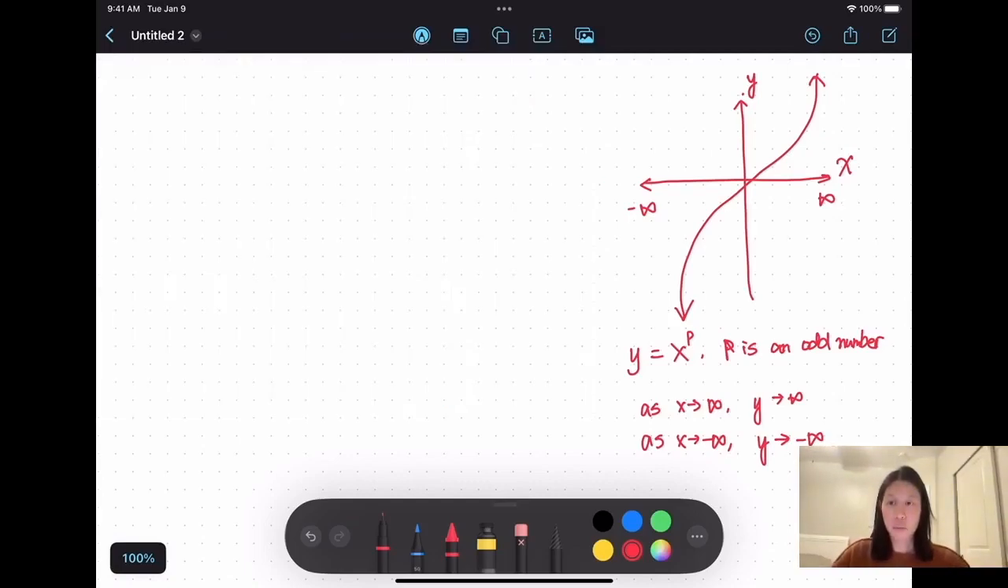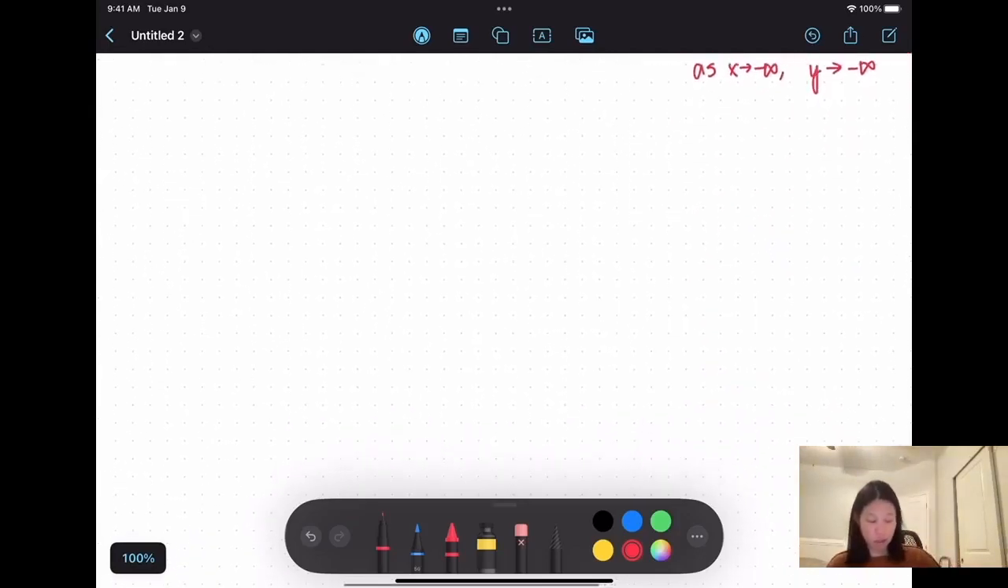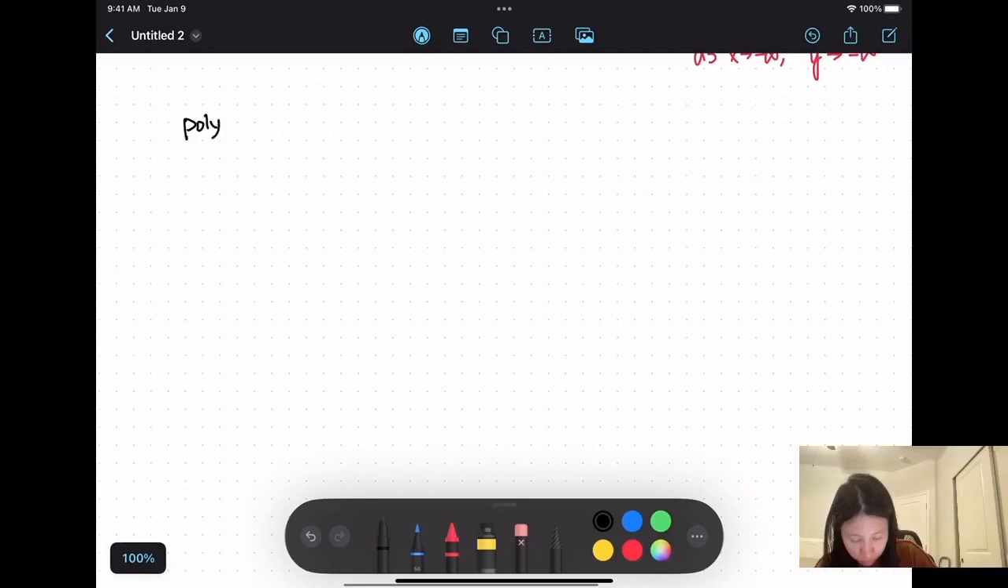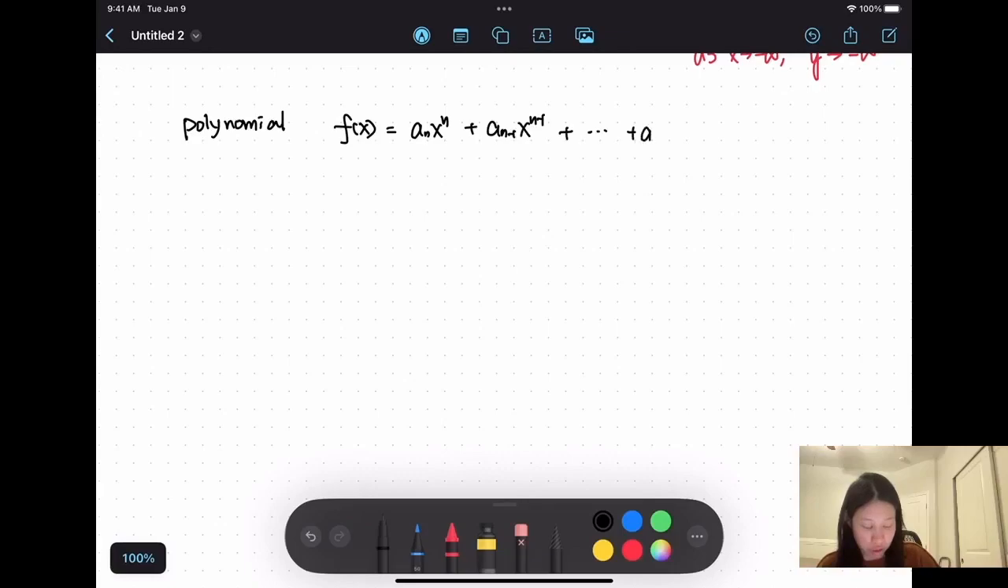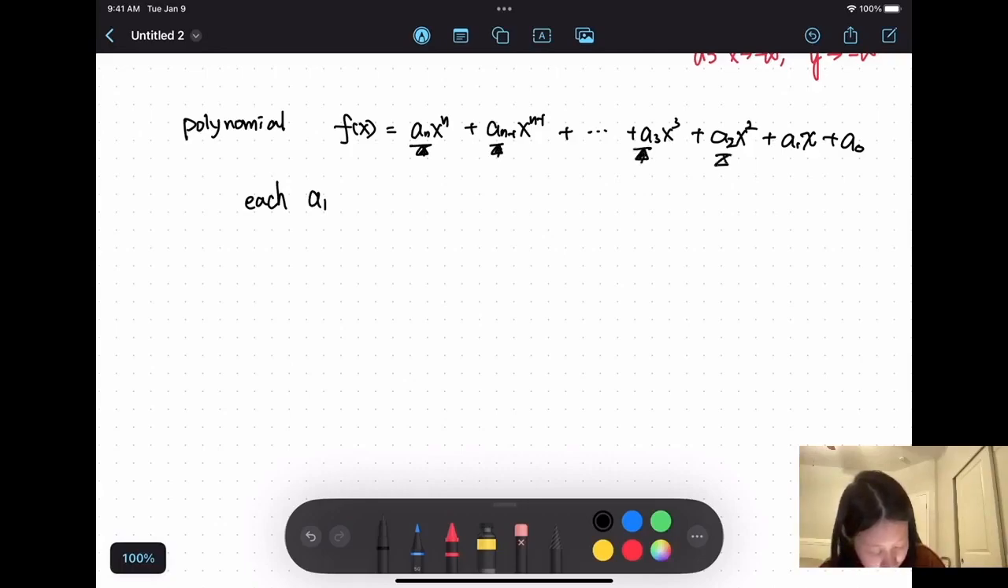So now let's discuss what a polynomial is. A polynomial is a function that can be written as f(x) equals a_n x to the n plus a_(n-1) x to the n minus 1, and so on, plus a_3 x cubed plus a_2 x squared. If a function looks like this, it is called a polynomial, and each a_i, which is here, a sub i, we call a coefficient.